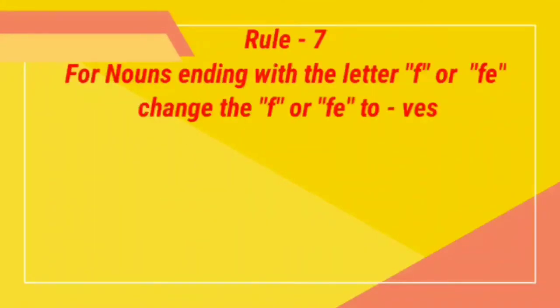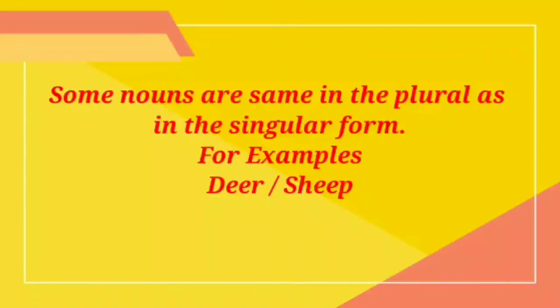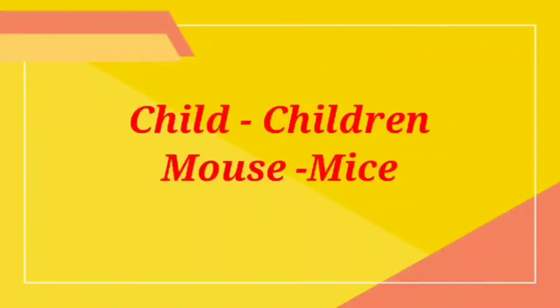And rule number 7. For nouns ending with the letter f or fe, we change the f or fe to ves. For example, knife, knives, wife, wives. And some nouns are exceptional. For example, sheep and deer, they don't change their form. And other exceptions are child, children, mouse, mice.